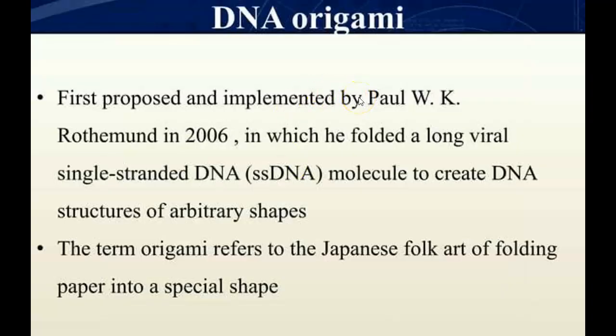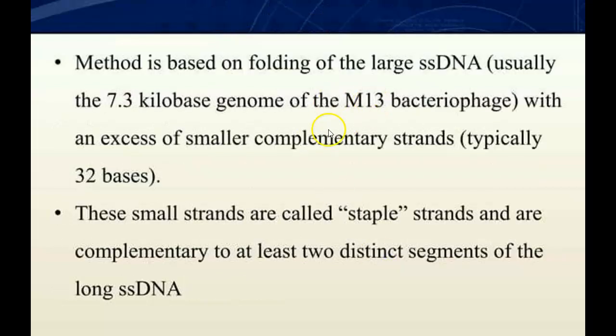DNA origami was first proposed and implemented by Paul W. K. Rothemund in 2006, in which he folded a long viral single-stranded DNA molecule to create a DNA structure of any arbitrary shape. The term origami refers to the Japanese folk art of folding paper into a special shape. The method is based on folding of large single-stranded, usually 7.3 kilobase genomes with an excess of smaller complementary strands. These small strands are called staple strands and are complementary to at least two distinct segments of the long single-stranded DNA.